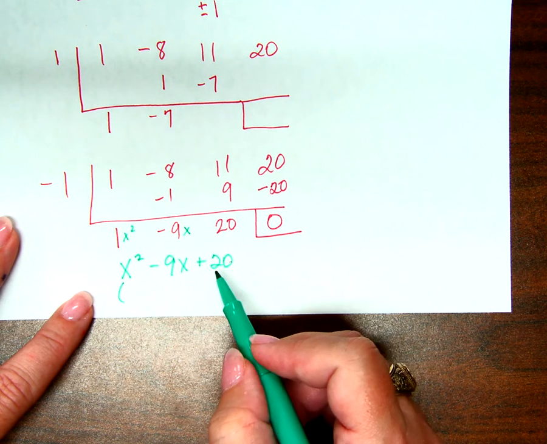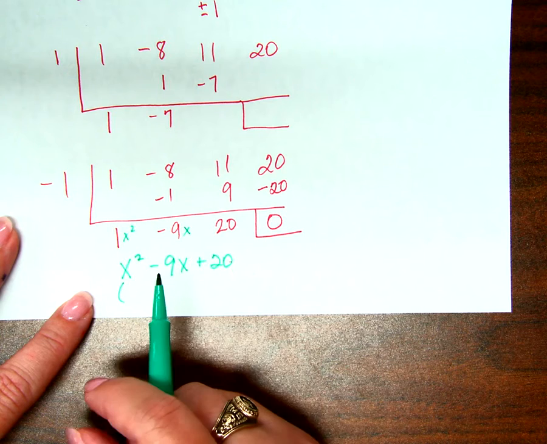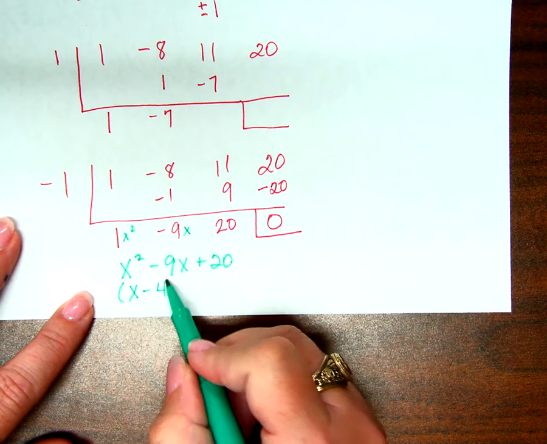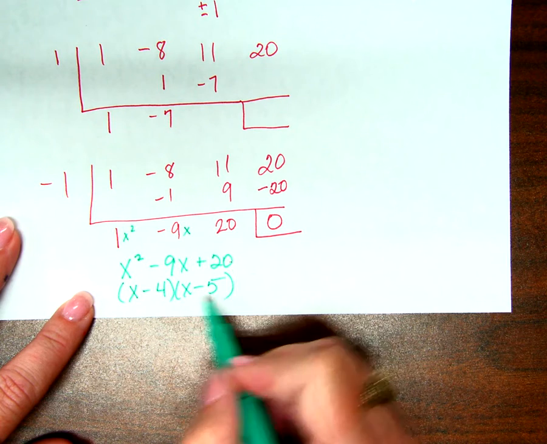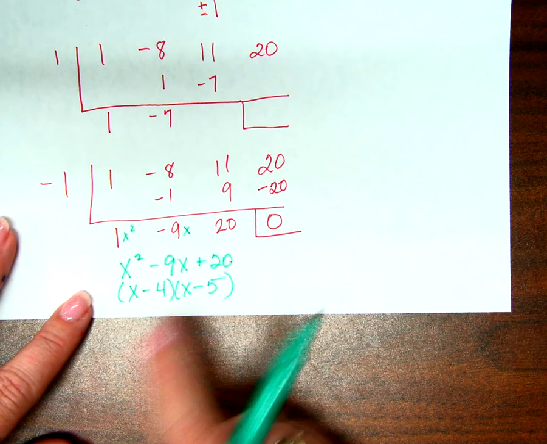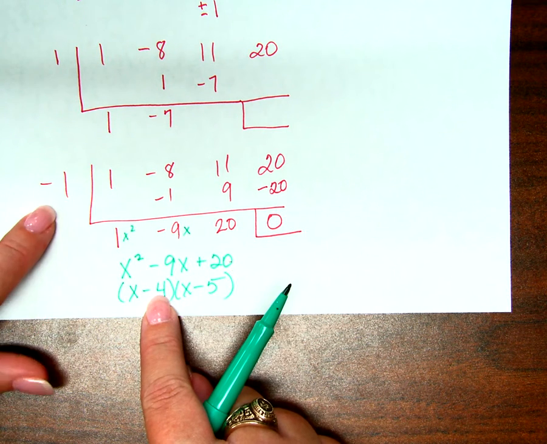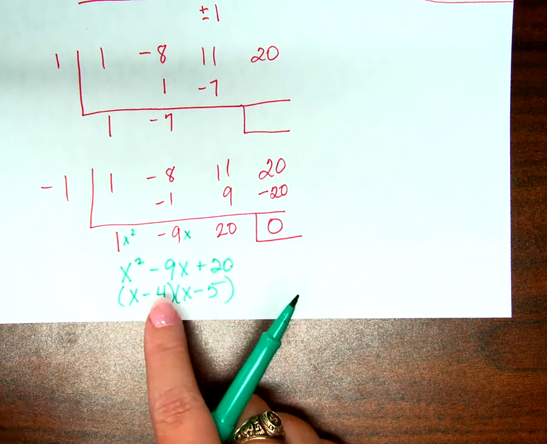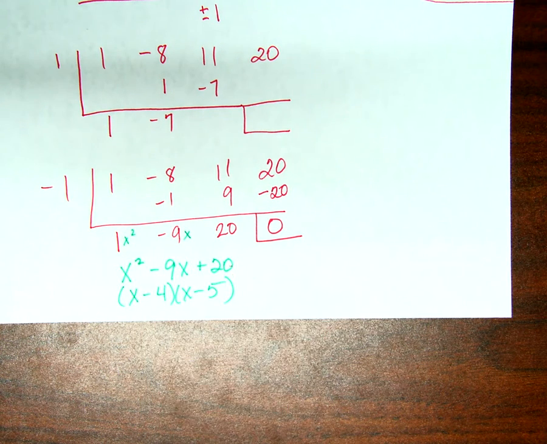Has to multiply to be 20 and add to be negative 9. Negative 4 and negative 5. Guys, how many answers do I have now? 1, 2, 3. Right? How many am I supposed to have? Okay. So now we have to figure out what the directions are of the problem that we're given, because the directions will depend on what we do next.